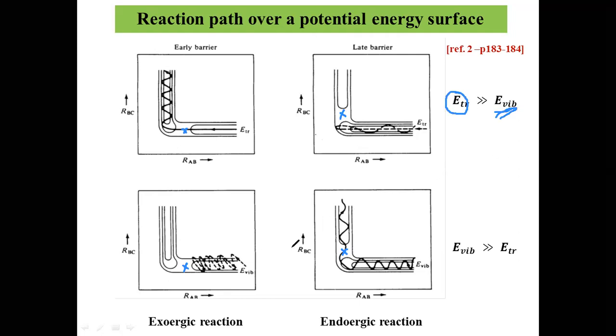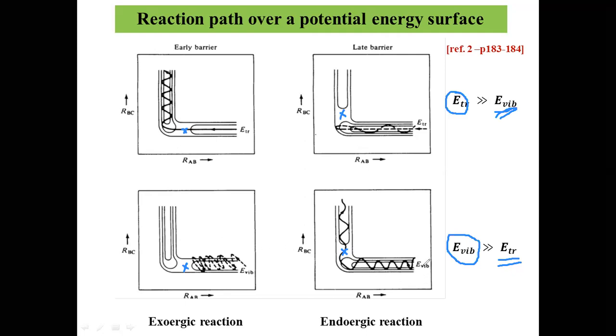Now, if we go to the condition when the required or initial energy we put in the form of vibration, and the translation motion is low. Translation motion is slow, so the translation energy is less compared to vibration energy. Then what happens in the case of an exoergic reaction for an early barrier? We give the vibration along this, and the ball throws like this, bounces back and comes back to the reactant. So it does not give you any reaction. So this is non-reactive.